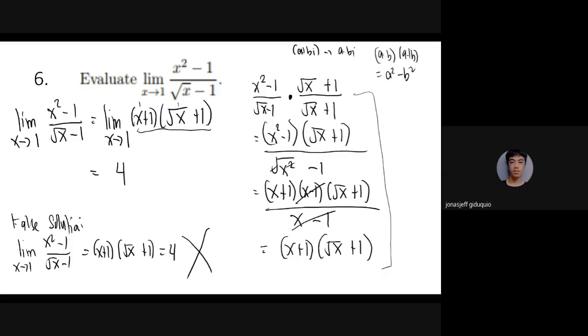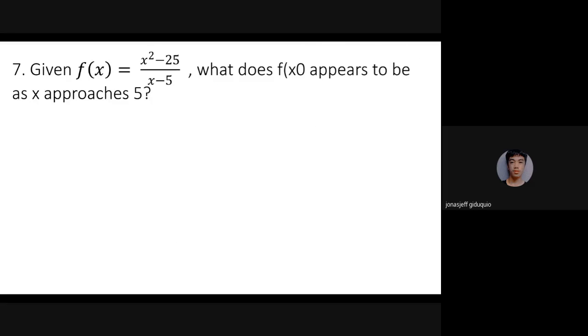Okay, let's have number 7. Can you do it? x squared minus 25. What does f of x appear to be as x approaches positive 5? So you always divide your paper into two. Redefine the function x squared minus 25 all over x minus 5. And then when you redefine it, the answer will be the equivalent function of the given. The answer is 10. Very good.